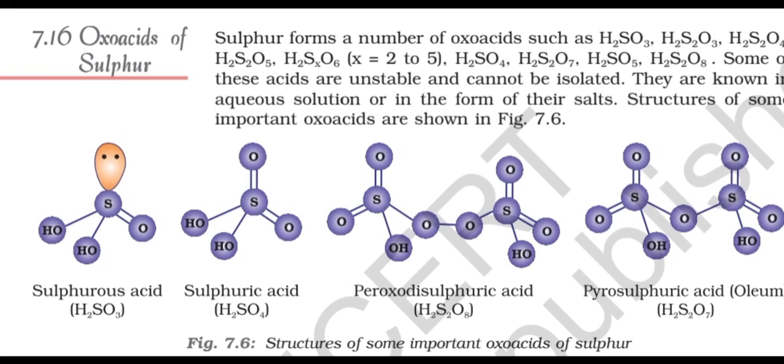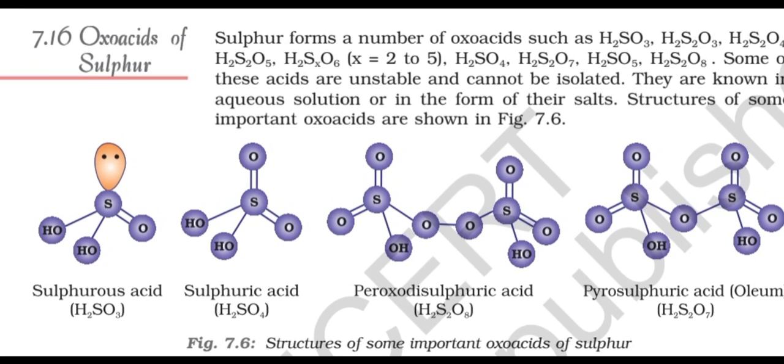Here we are discussing the oxo acids of sulfur. Their structures are important and often asked for 1 mark. Draw the structure of H2SO3 or H2SO4, H2S2O8, which is also called peroxodisulfuric acid or Marshall's acid, and H2S2O7, which is also called pyrosulfuric acid or oleum.